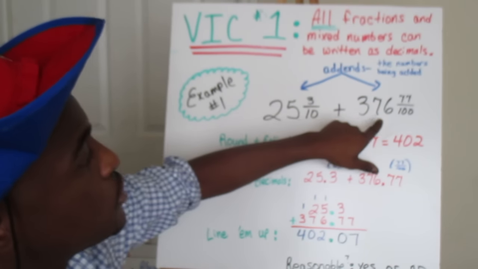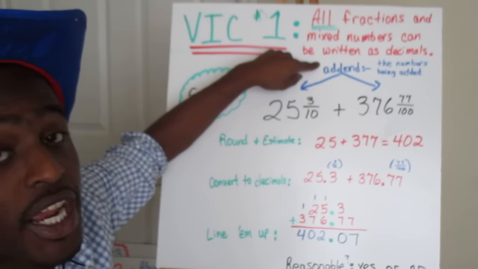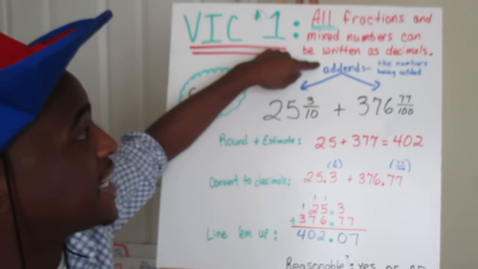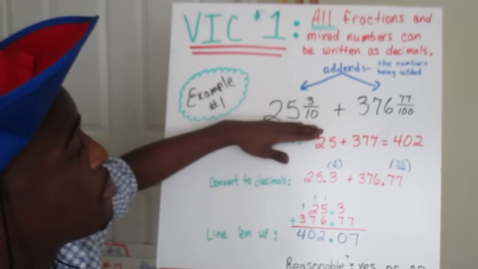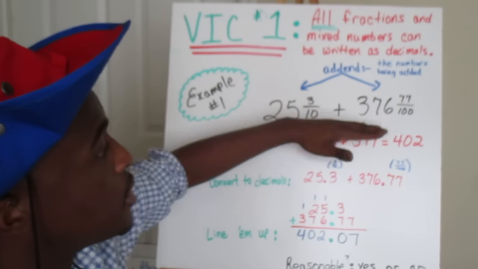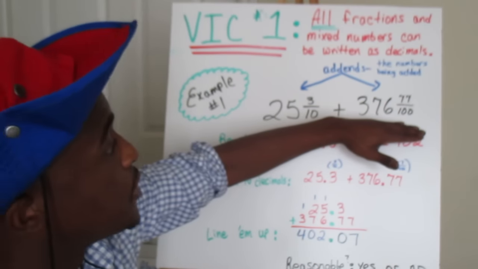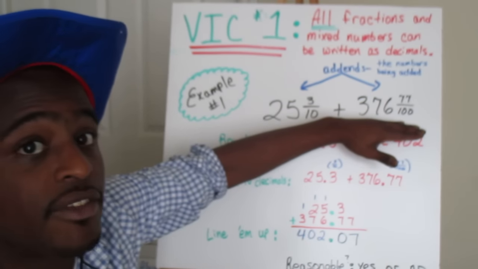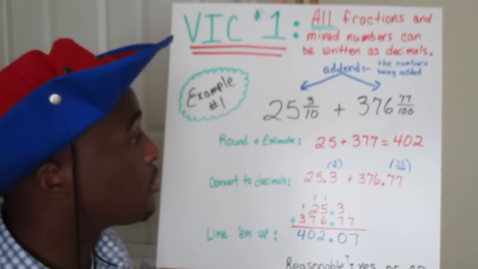We call the two numbers that we're going to add together add-ins. That's a very important vocabulary word, so you do want to get that down: add-ins are the numbers being added. So in this problem, my two add-ins would be 25 and 3/10 and 376 and 77/100. All right, the steps to solving this problem.